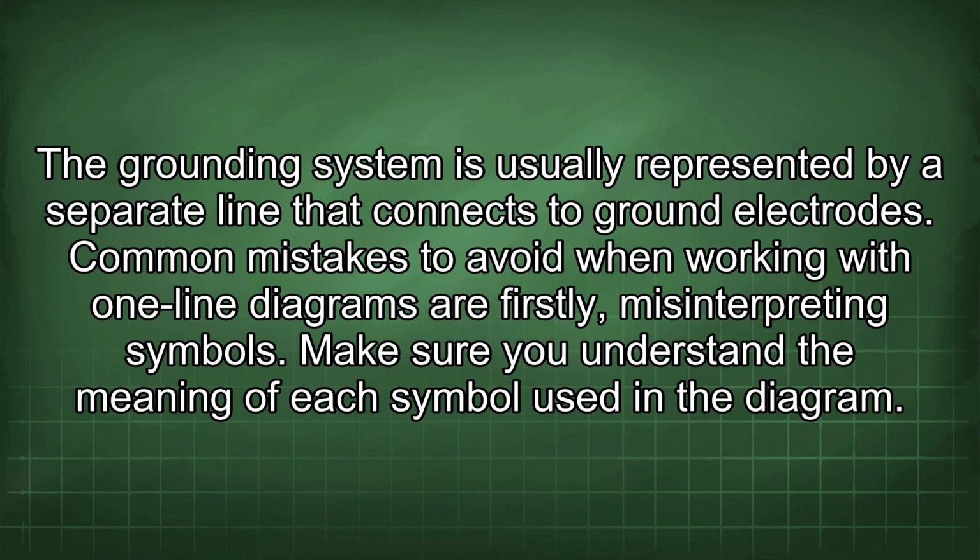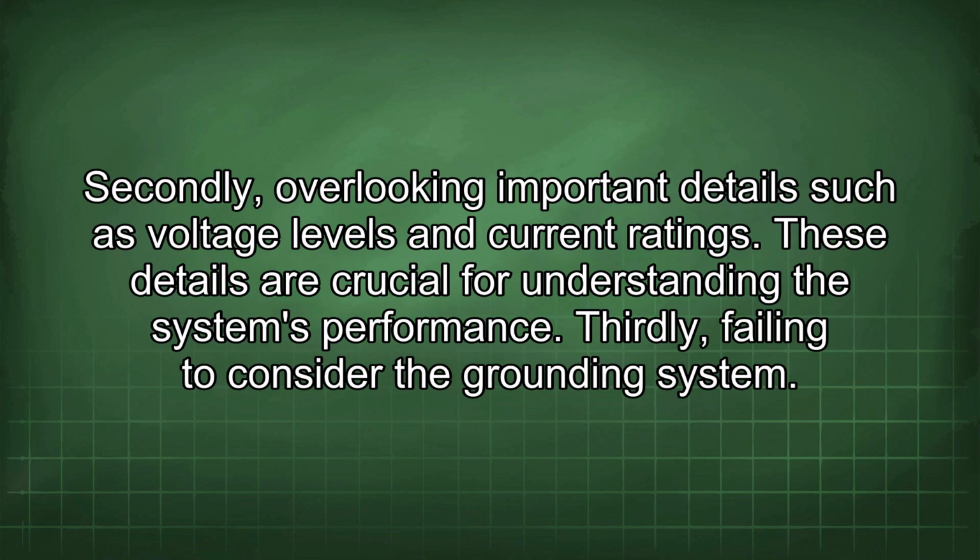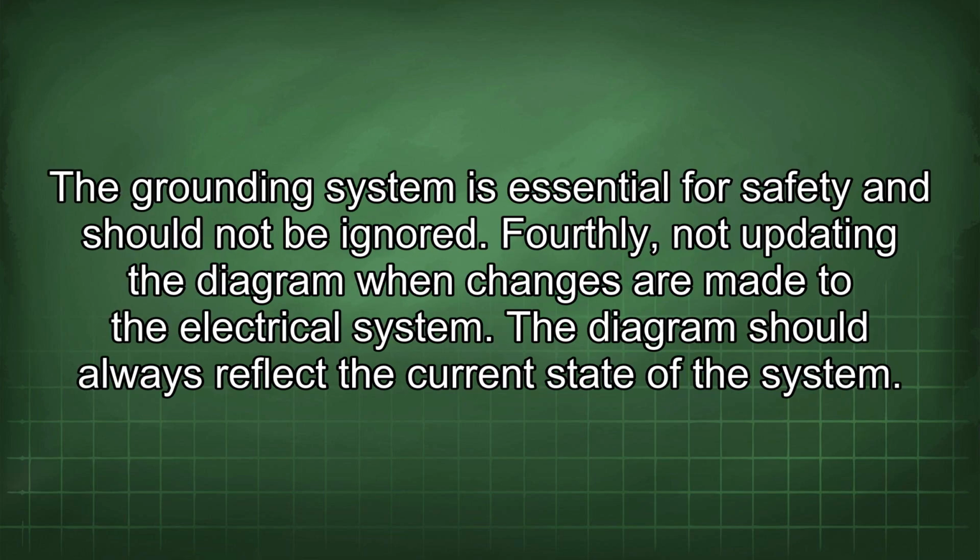Common mistakes to avoid when working with one-line diagrams are, firstly, misinterpreting symbols. Make sure you understand the meaning of each symbol used in the diagram. Secondly, overlooking important details such as voltage levels and current ratings. These details are crucial for understanding the system's performance. Thirdly, failing to consider the grounding system. The grounding system is essential for safety and should not be ignored. Fourthly, not updating the diagram when changes are made to the electrical system. The diagram should always reflect the current state of the system.